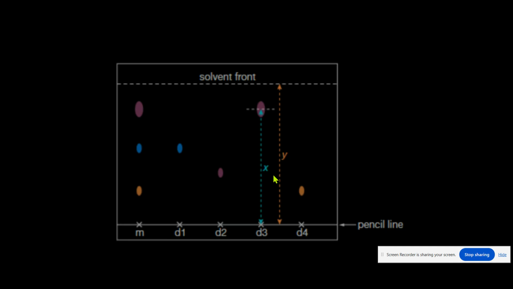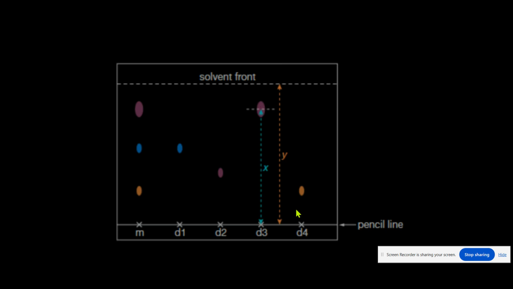Let's say this is 2 centimeters, and let's say this is 2.1 centimeters. The retardation factor would be 2 over 2.1. It's very close to 1. Let's calculate this one. Let's say this is 1 centimeter. Y is 2.1 centimeters. The retardation factor for D1 is 1 over 2.1. Let's say this is 0.8. This is 2.1. Retardation factor for D2 is 0.8 over 2.1. And the same thing goes on.